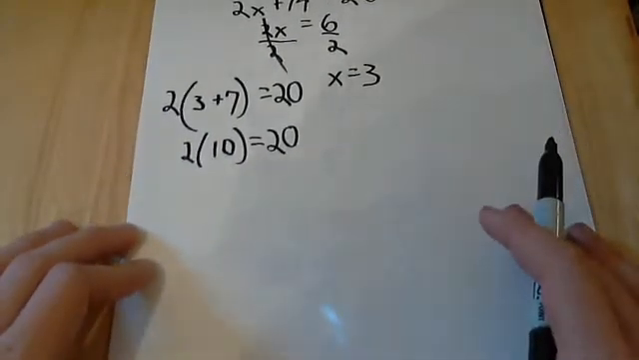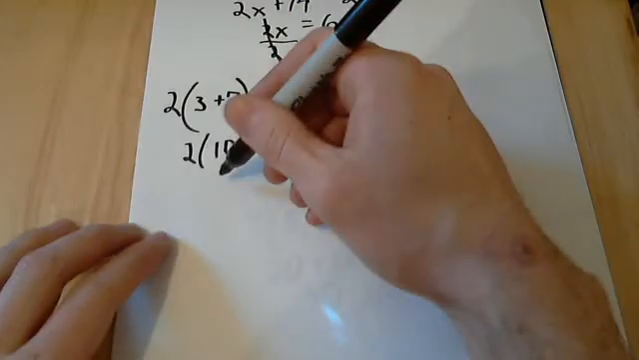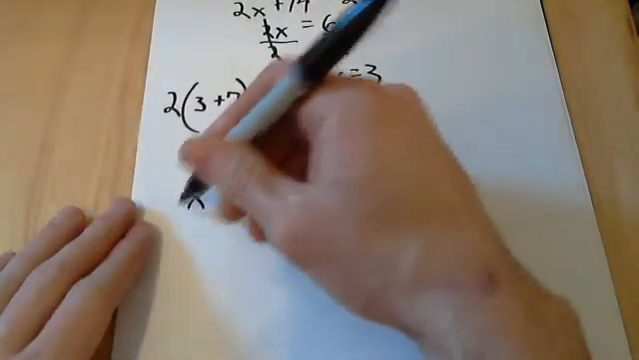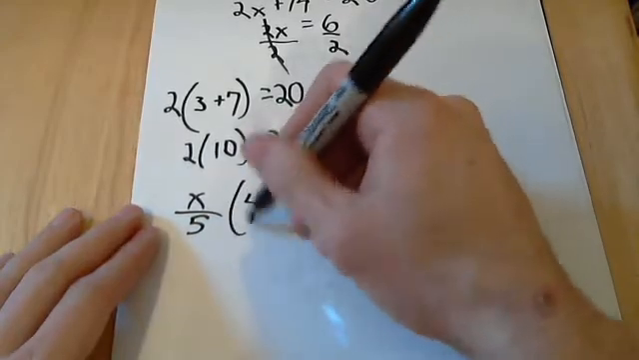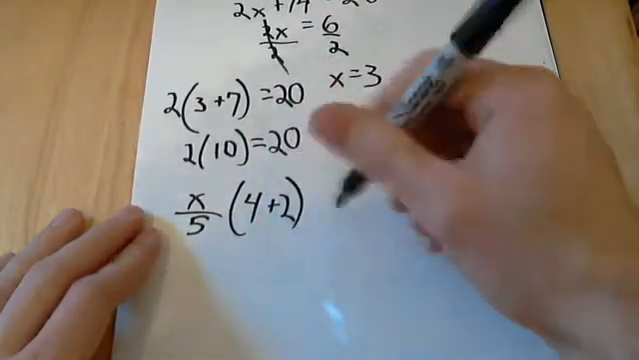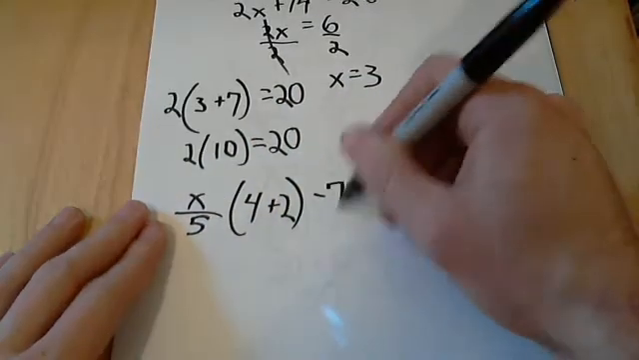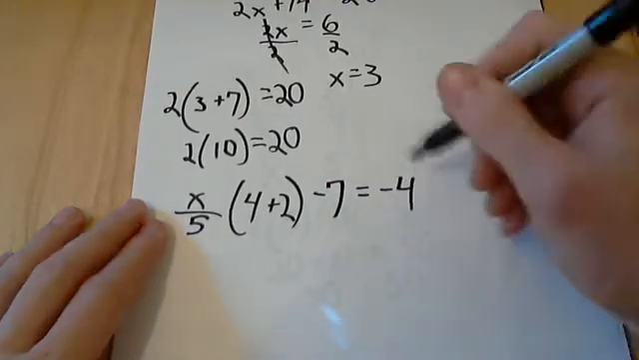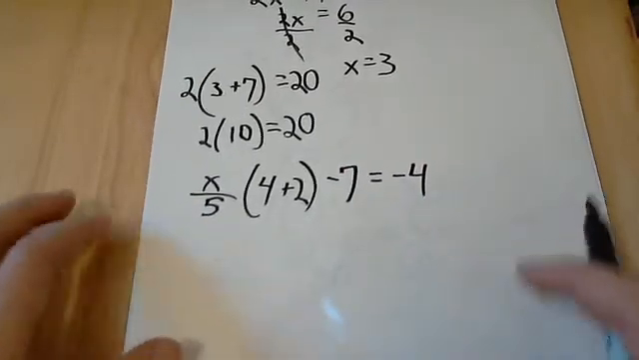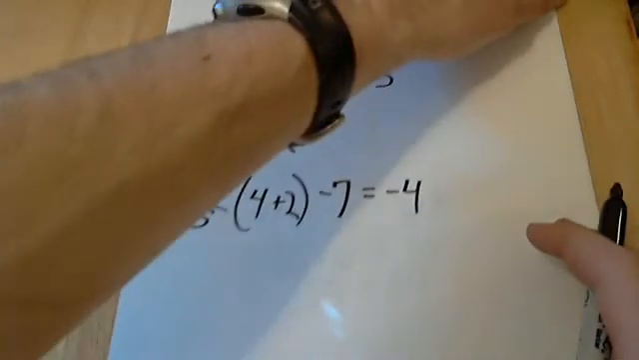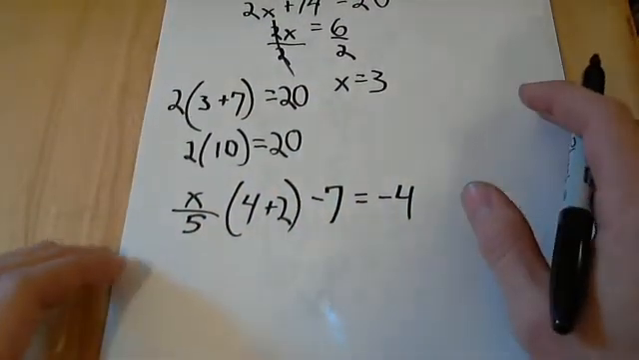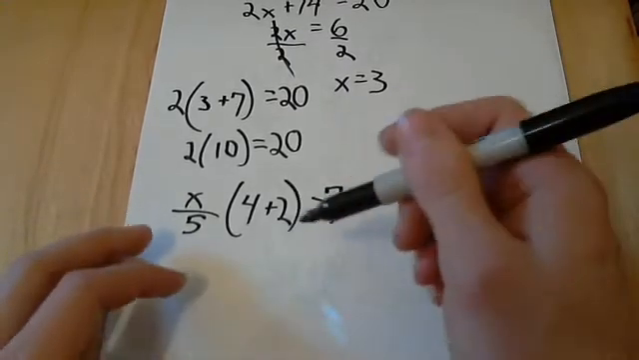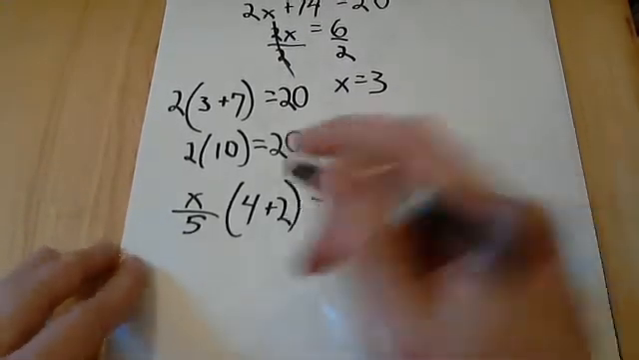Let's do something with a fraction. So x over 5 times 4 plus 2 minus 7 equals negative 4. Okay, so now don't get too intimidated by this just because there's a fraction and distributive property and so many different things going on. Let's just take it one step at a time and it won't be too bad.